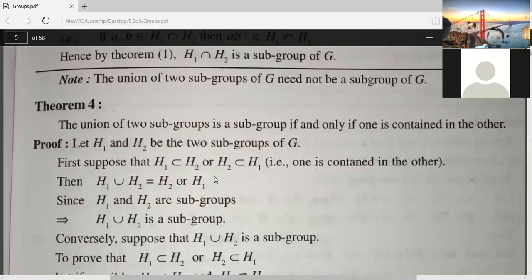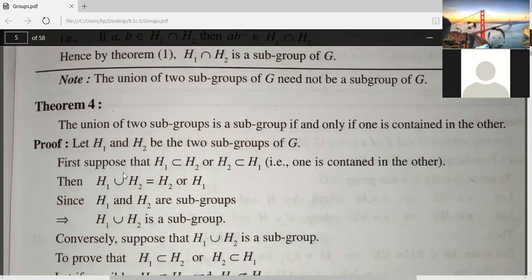Here H1 is a subset of H2, or H2 is a subset of H1; one is contained in the other. Then H1 union H2 equals H2 or H1, because the union is contained in either H1 or H2. H1 subset of H2 means H2 is the bigger one, so the union equals H2. H2 subset of H1 means H1 is the bigger one, so the union equals H1.